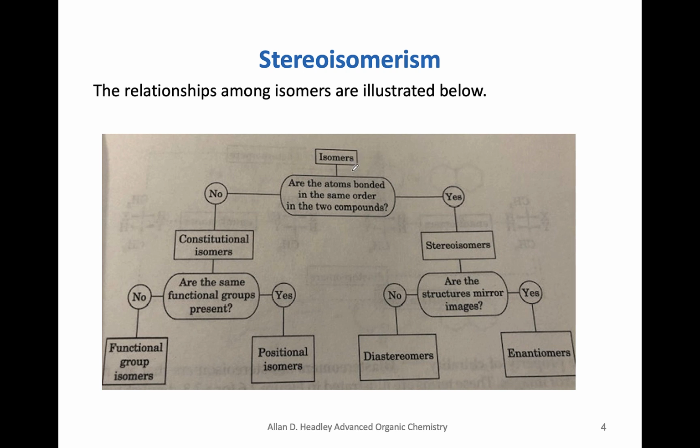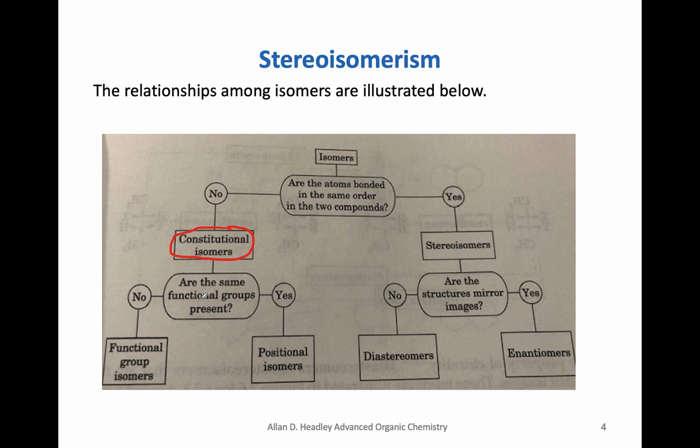If we have 2 molecules that have the same molecular formula, we ask the question, are these atoms bonded in the same order for the 2 compounds? So we're analyzing 2 compounds here with the same formula. If no, if the atom to atom bonding are different, then we have what we call constitutional isomers. Some books you'll see it written as structural isomers. We can go further.